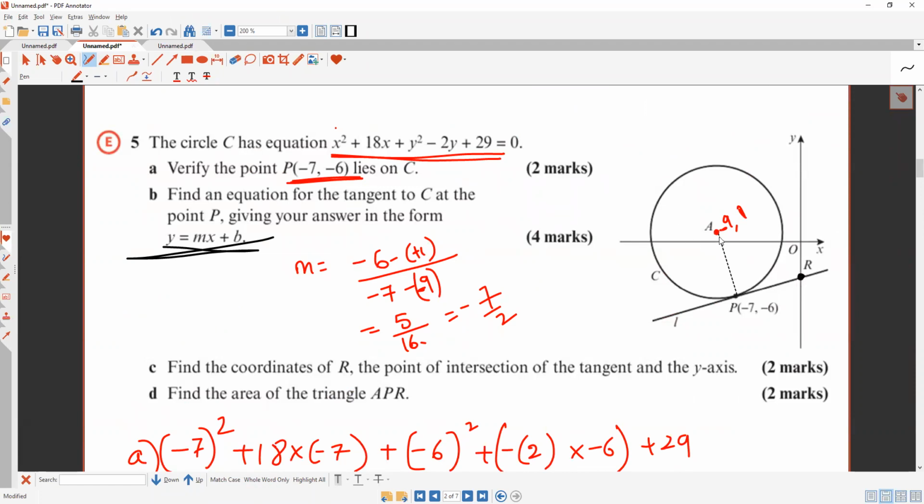I know my A, I know my P, I know my R. Okay, this is a right angle triangle. What is the coordinate here? Minus 0, minus 4. Okay. All I need is, how many marks is that question? 2 mark question. All I need is half base into height. That will give me the area of APR.